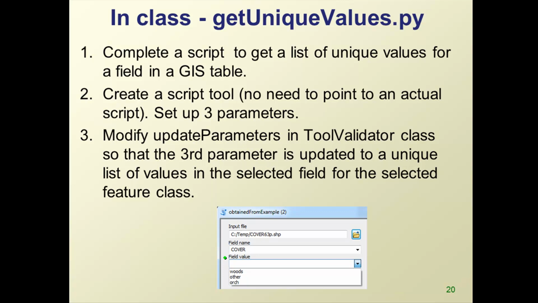So you'll set up a dummy script tool, not pointing to any script. Set up 3 parameters. The instructions tell you which data type to use for each parameter and how to set up the obtained from. And then in step 3, you'll modify the tool validator class. You'll work on the update parameters method and modify that so that you have the third parameter set to a list of the values in the land cover types. So you're going to use the code that you created in step 1. You're going to modify that and put that into update parameters.